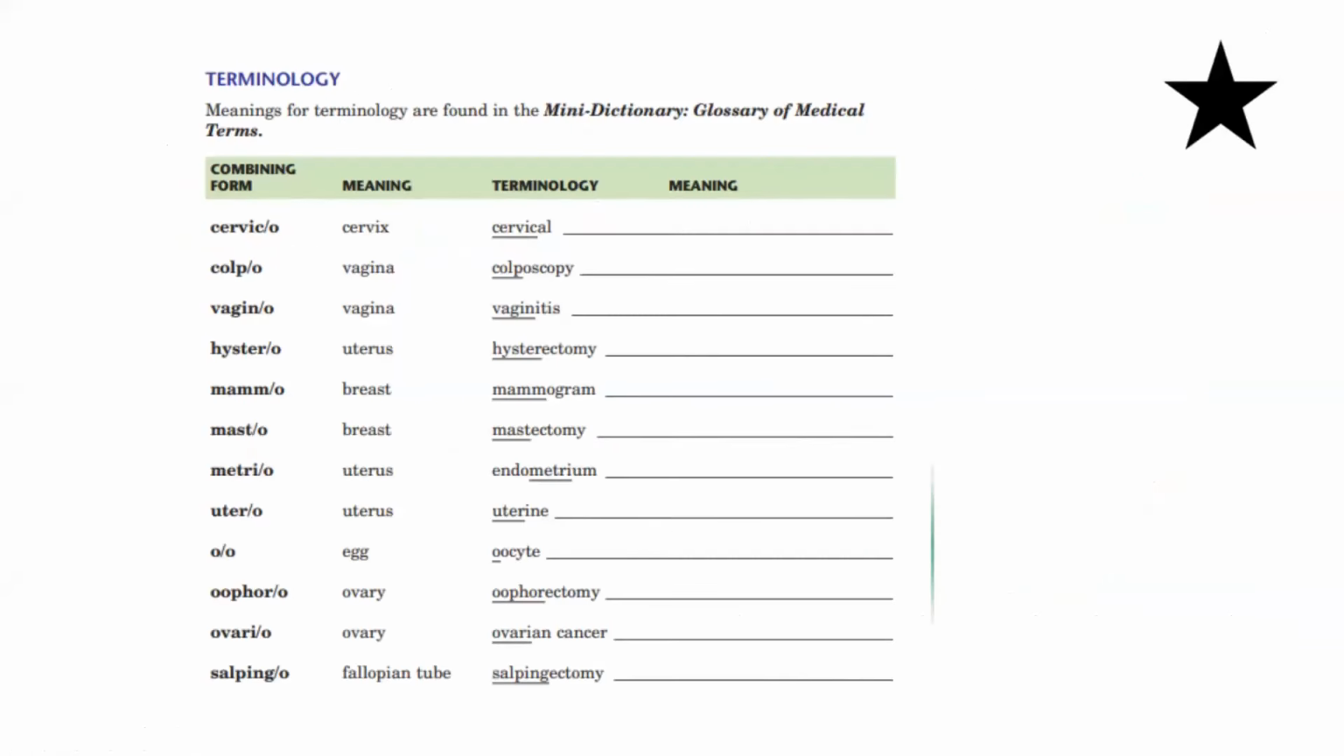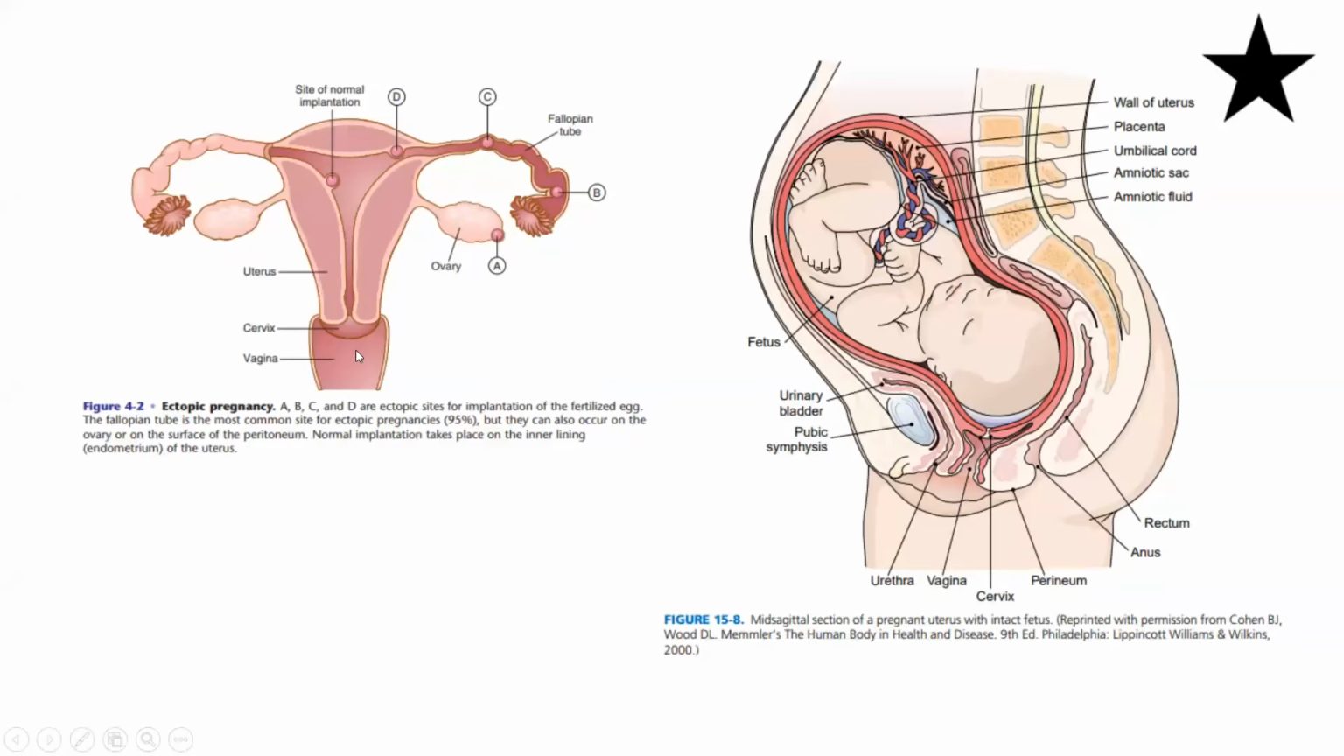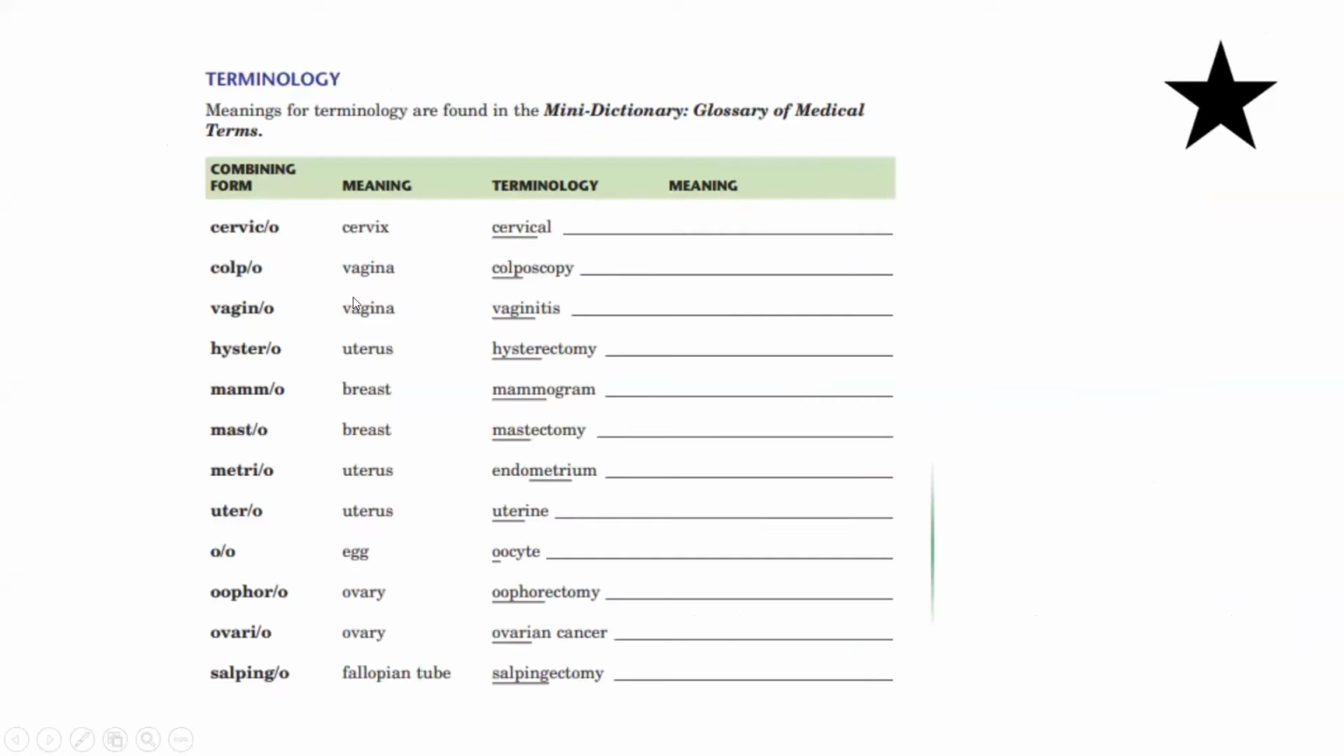Let us see the terminology, the part which we are more concerned with in this present lecture. These are the terms which we will be using in the female genital system. The first term is cervico. As we have seen already, this is concerned with the cervix, the part of the uterus, this portion. So anything related to this is cervical. Or if we put the word cervicitis, it means inflammation of the cervix.